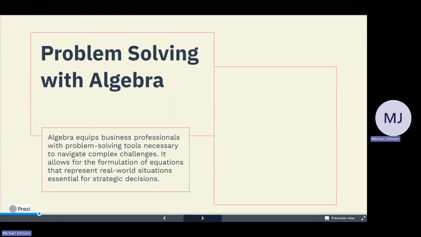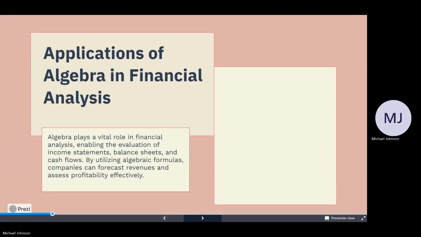Problem solving with algebra. Algebra equips business professionals with problem solving tools necessary to navigate complex challenges. It allows for the formulation of equations that represent real world situations essential for strategic decisions.